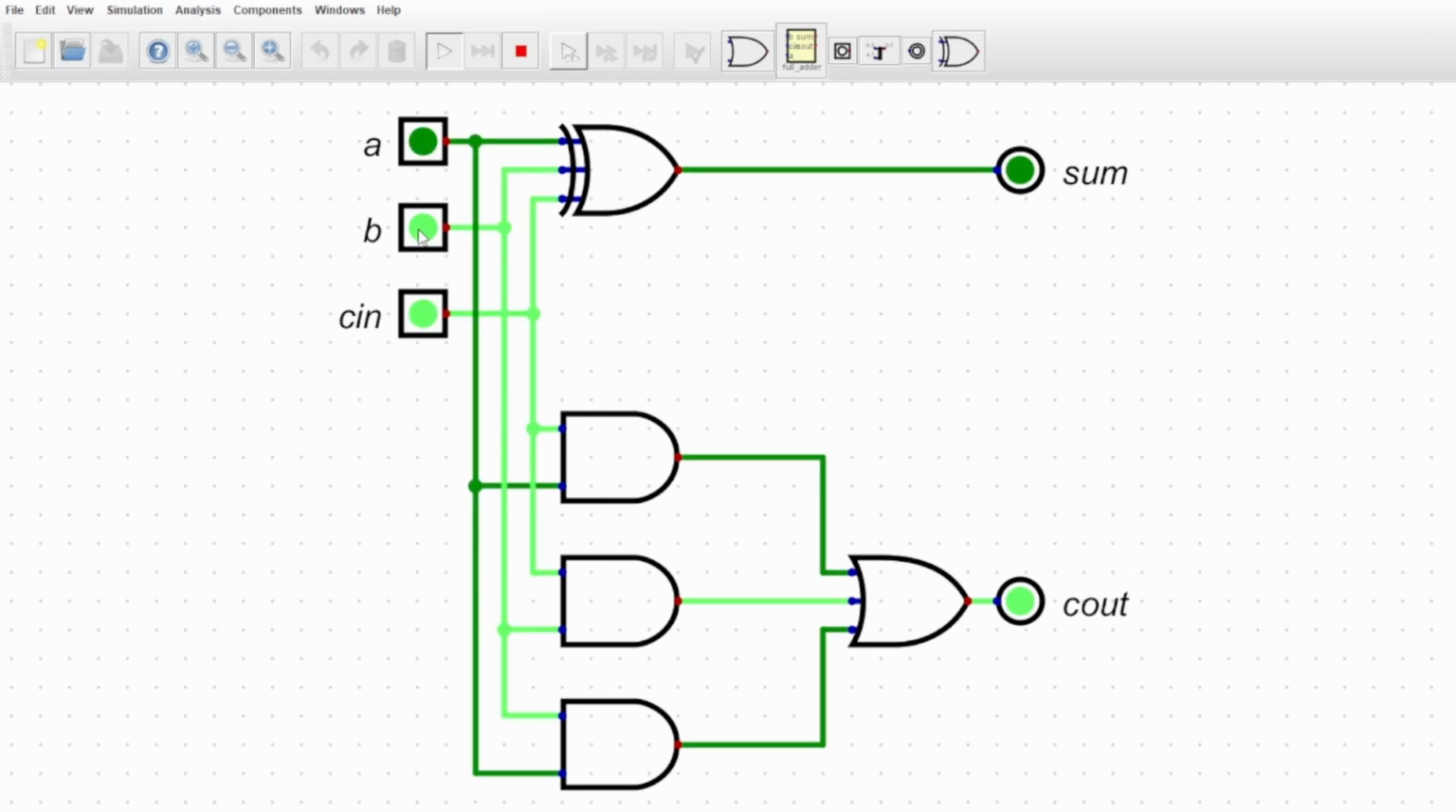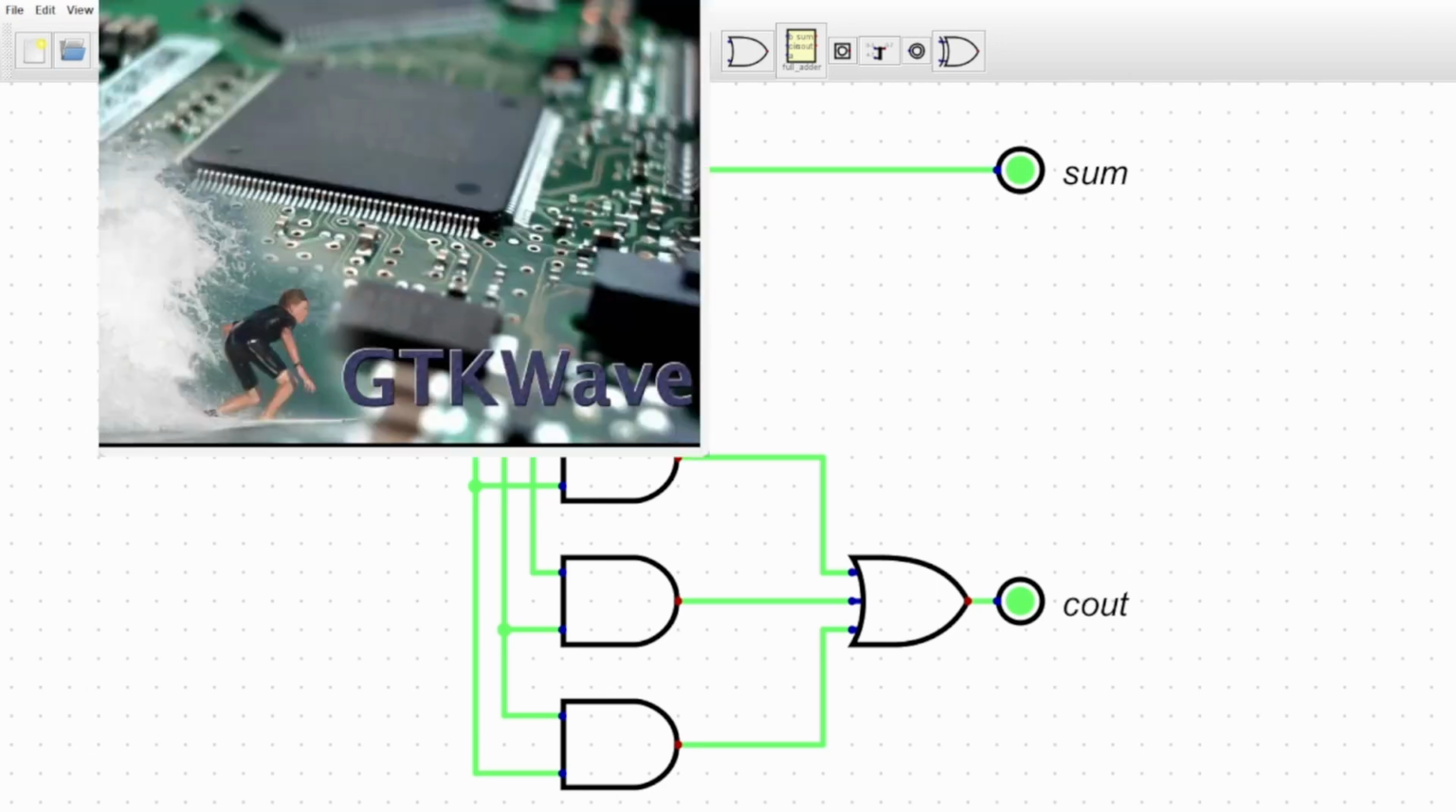Except this time, if we have 3 inputs, we can get a 1 and a 1. So now the sum and the carry out can be lit up at the same time. So we can get a 3, a 1, 1 in binary. Once again, to prove this, we have the GTKWave of the full adder here.